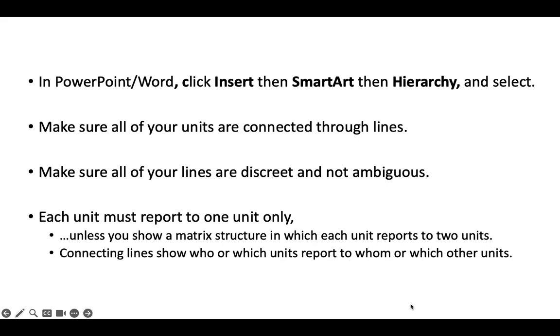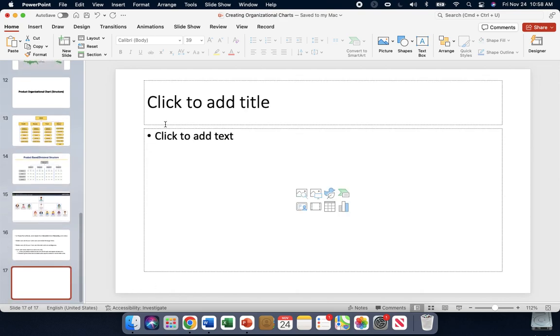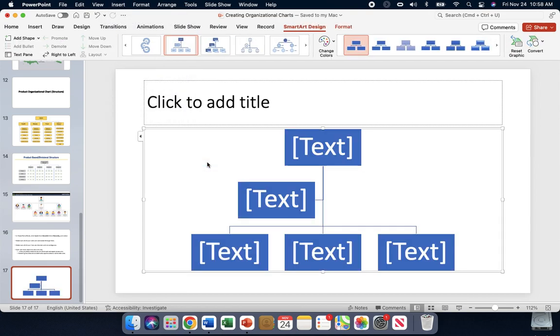All right, so let's go ahead and insert a slide just to show you how to do that. From here, what you want to do is look for insert, and then look for SmartArt, and then select hierarchy. So insert, then SmartArt, and then down to hierarchy. And then I recommend that you draw out your organizational chart. Sketch it out using pen and paper or pencil and paper first. It'll be a lot easier.